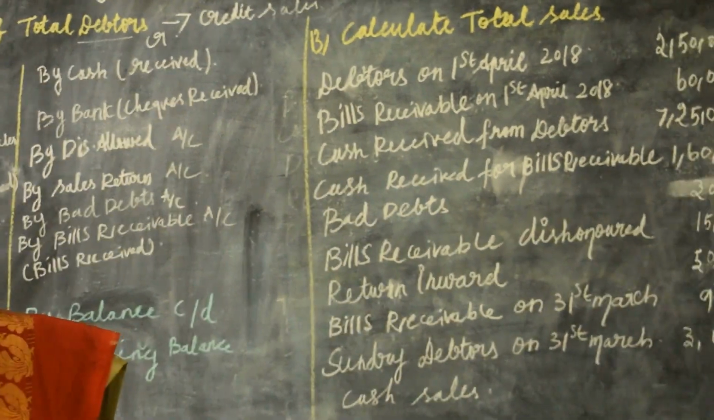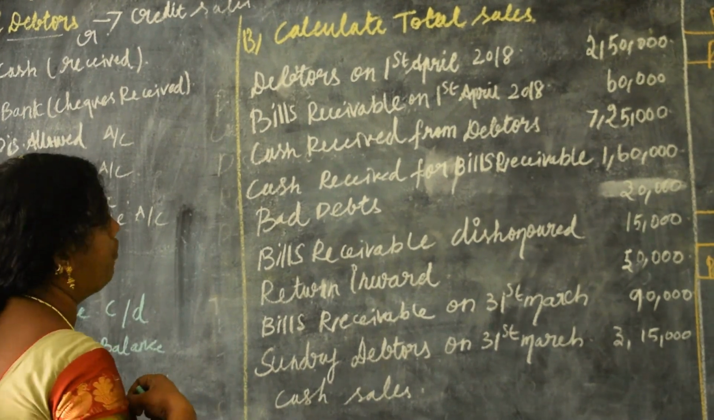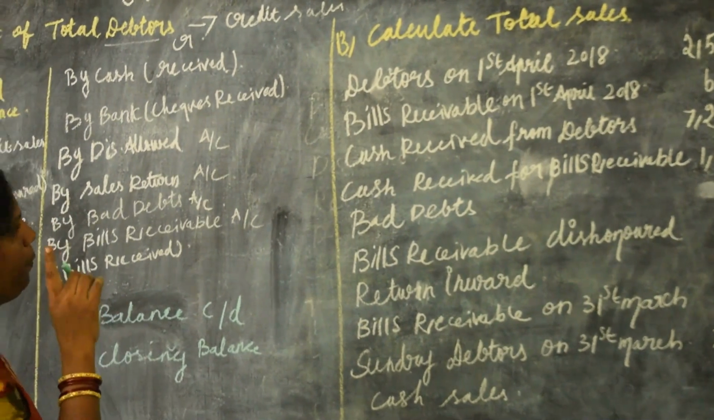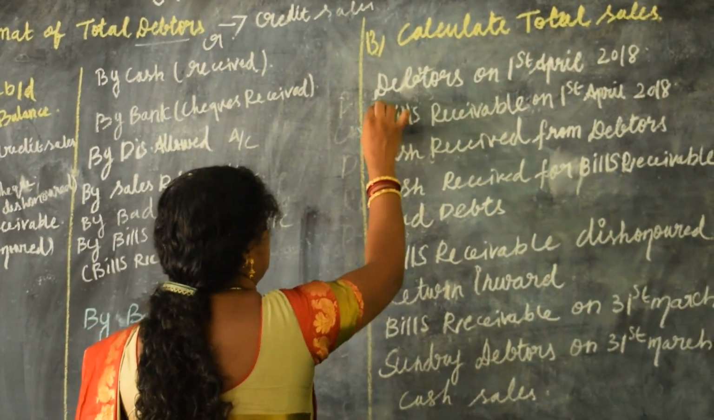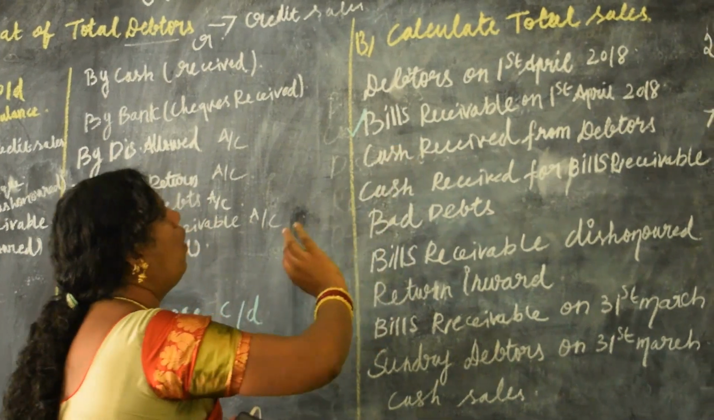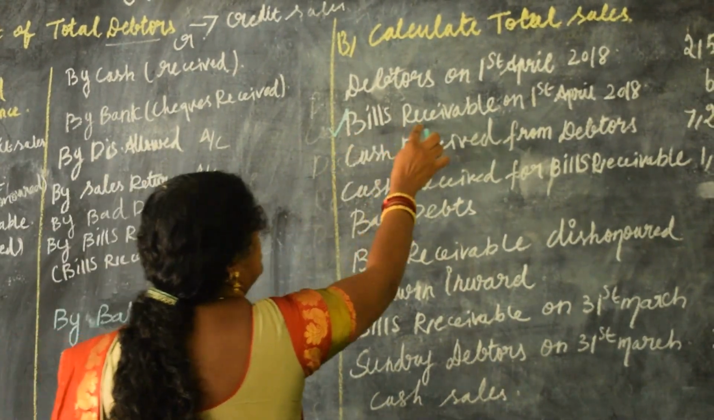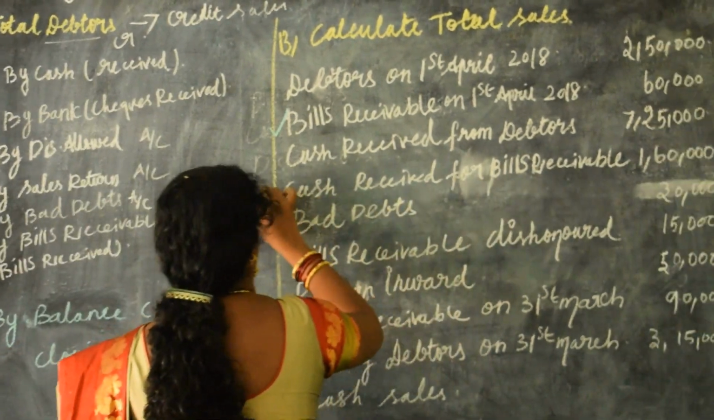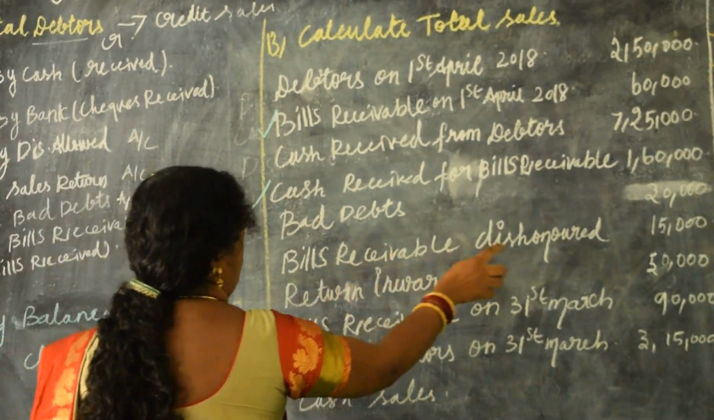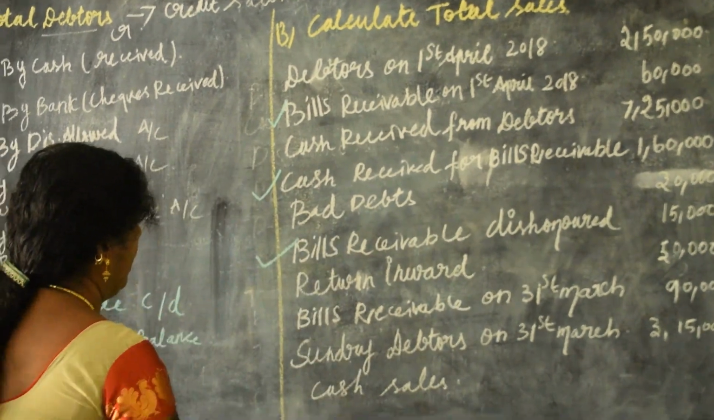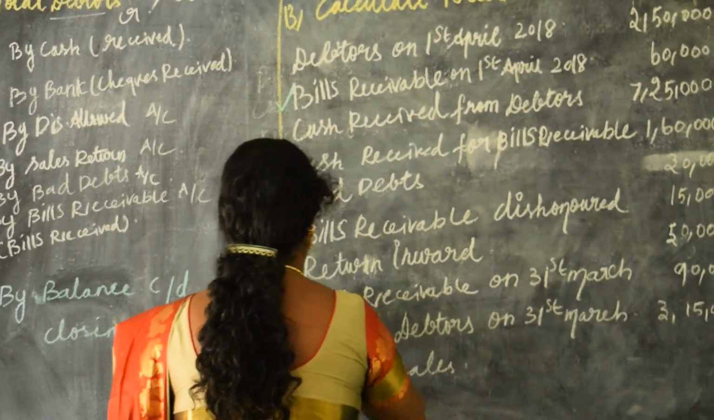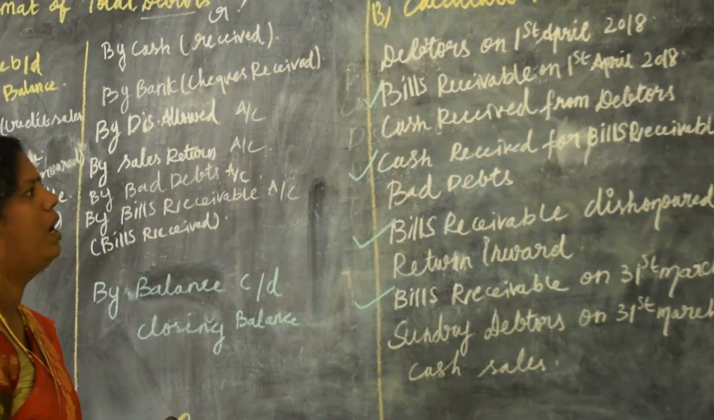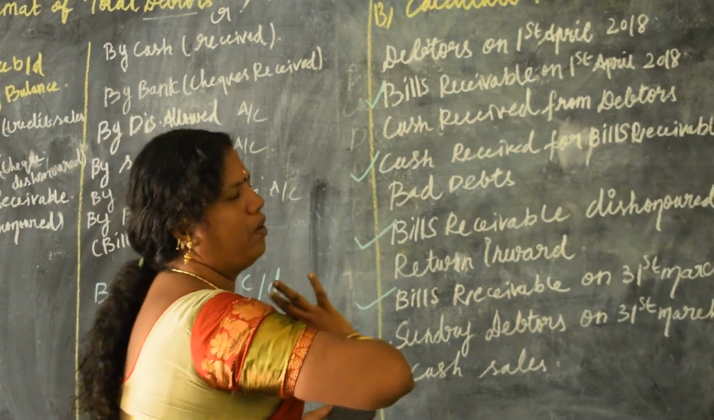The only thing here is the concentration. First, I select two colors. In order to make a difference, for finding out the bills receivable, I select a green color. Yes, now pick it out. This word is bills receivable. Underline the words which are all connected with bills receivable. Yes, bills receivable on 1st April, tick it out. Then cash received for bills receivable, tick it out. Then bills receivable dishonored, tick it out. Then bills receivable on 31st March, tick it out. First, I choose only the bills receivable concept over here. Yes, now fill those boxes.